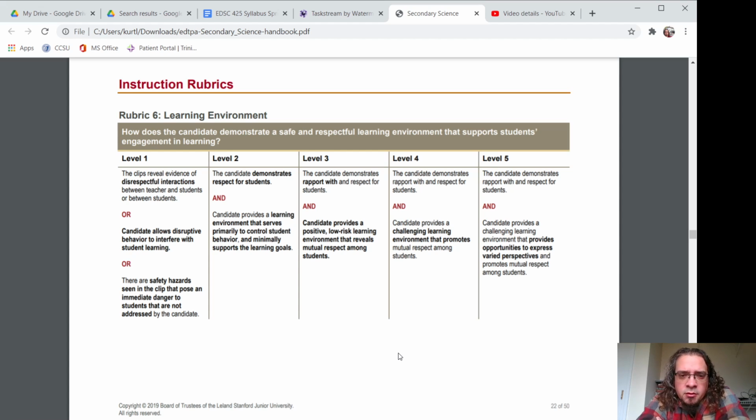Okay, well, yeah, sure, that makes sense. And then level 5 provides opportunities to express varied perspectives. So if you combine them all, right, we're really looking at a challenging climate where students are encouraged, and this would be obvious in the video, right? Where they are encouraged to provide varied perspectives about content.